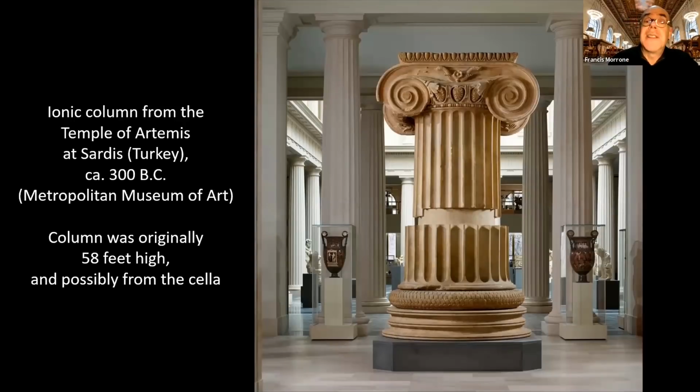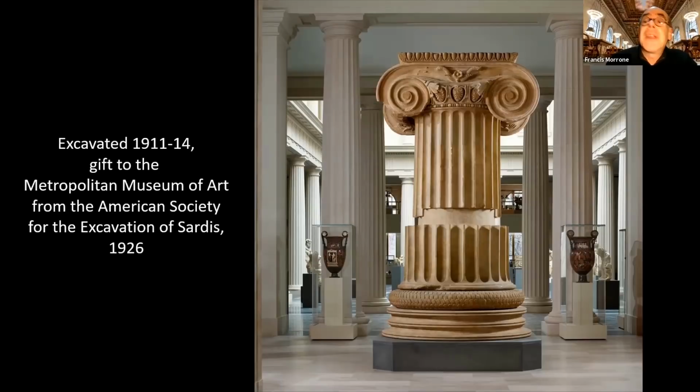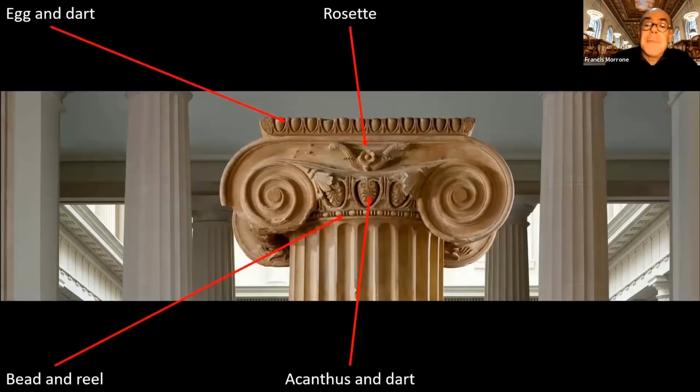This is in the Metropolitan Museum of Art, from the Temple of Artemis at Sardis, not the one at Ephesus, but Sardis. And here, right in New York, you can study this great, originally 58-foot high Ionic column right in the Met. And you can sort of pick out its elements.